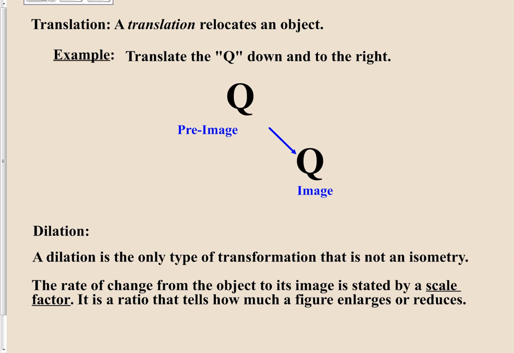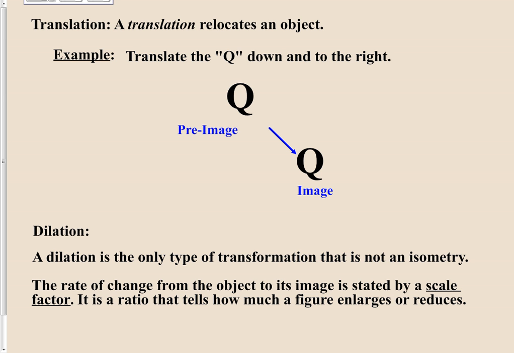Okay, that brings us to the dilation. Dilation is the only type of transformation that is not an isometry, which means our resulting figure is not going to be the same size as our beginning figure. The image is going to be a different size than the pre-image was.